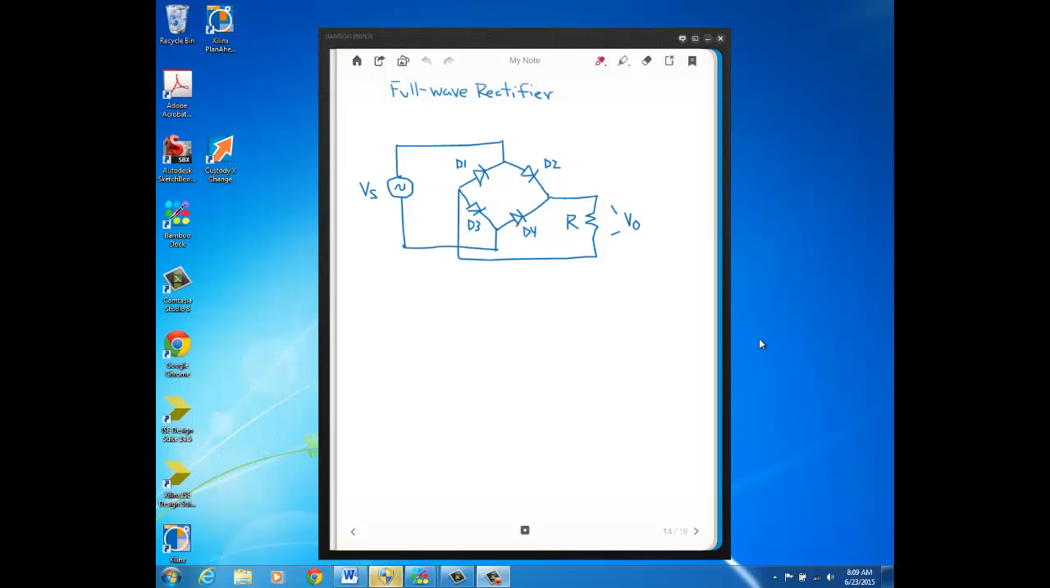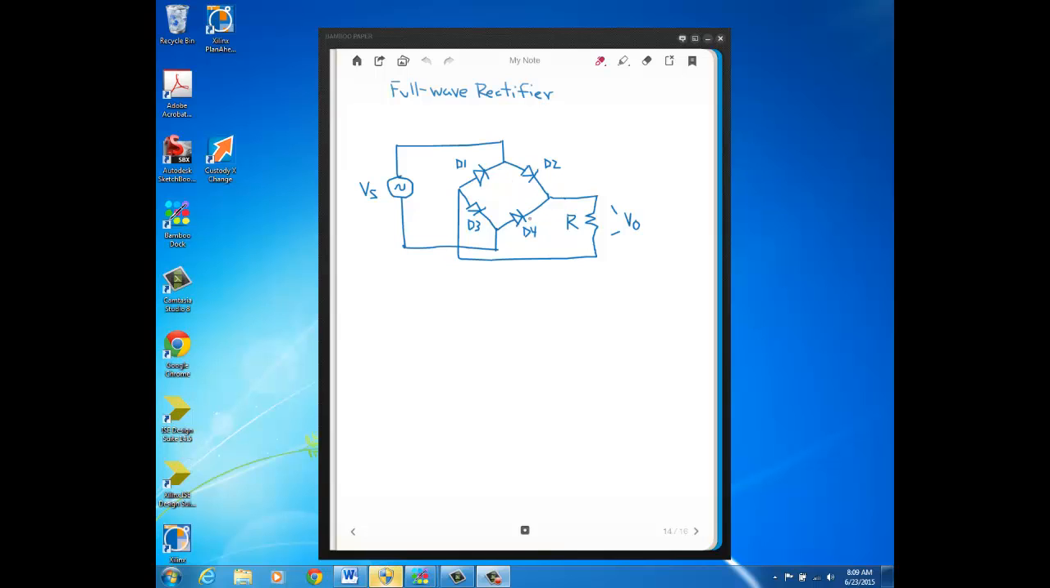Okay, this is a lecture on a full wave rectifier. We went over the half wave rectifier in a previous lecture, and this full wave rectifier is not the only type of full wave rectifier circuit, but it is the most popular one, and it's identified by these four diodes.